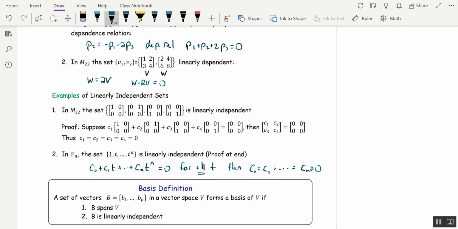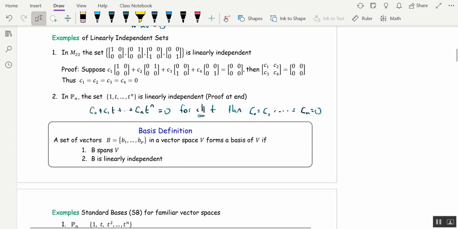All right, now we're ready for a basis definition. A set of vectors B in a vector space forms a basis if the set spans the vector space, meaning every vector in that vector space can be written as a linear combination of the vectors in B, and B is linearly independent, meaning there are no redundant vectors.